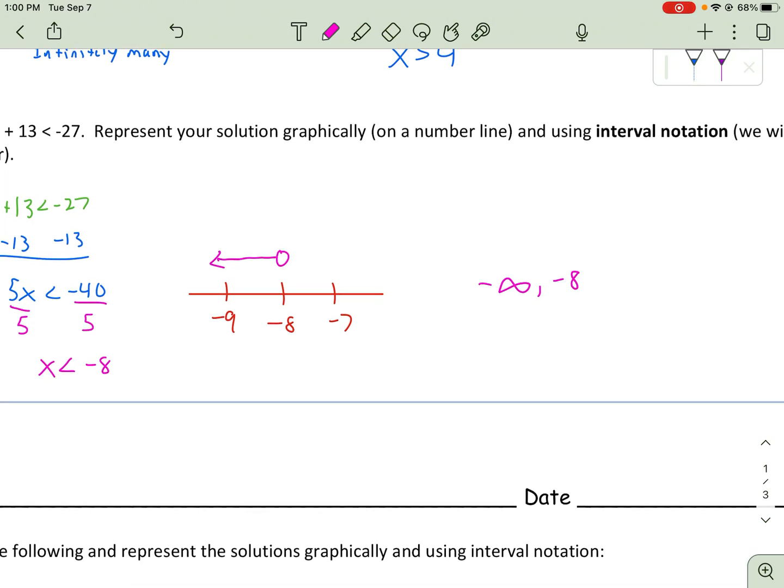So to represent that, we do a parenthesis. A parenthesis is just like having an open circle here, just like having a less than or greater than symbol without the or equal to. So those all mean the same thing.